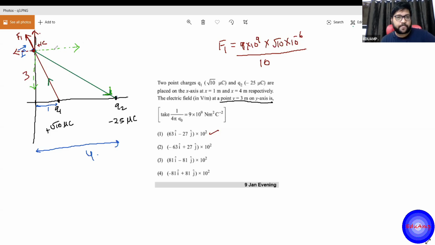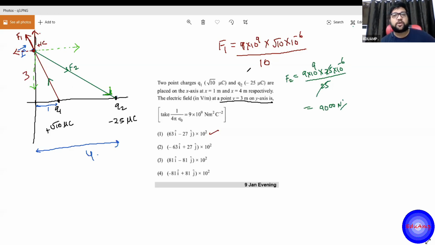Similarly, let's say this force is F2. The magnitude of the force F2 is what? Again K, the constant, into Q1. This is negative, it is attracting. The magnitude is 25 into 10 to the power minus 6, 25 microcoulomb. Q2 is 1, divided by the distance between the two, which is again the hypotenuse of 3, 4. So that is 5 square, 25, right? So this will cancel out, so it becomes 9,000 Newton.